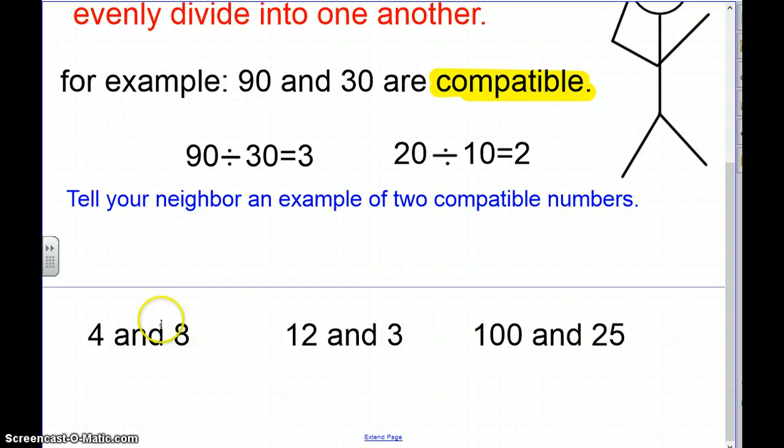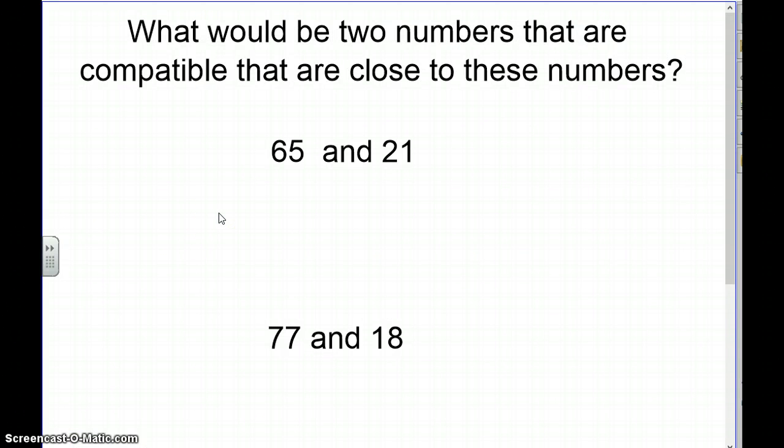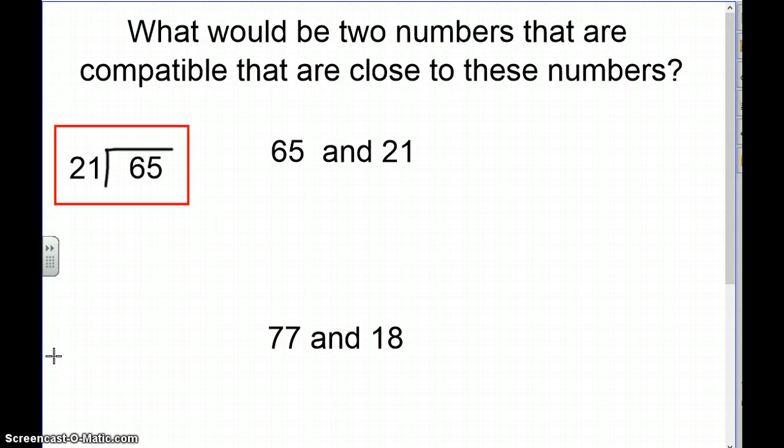Here are a couple more examples of sets of compatible numbers. 4 and 8 are compatible. 4 can evenly go into 8. 12 and 3 are compatible. 12 can evenly be divided by 3 with no remainder. 100 and 25 are compatible, right? 100 divided by 25 is 4 with nothing left over. So it's really important that you have this strong understanding of compatible numbers, looking for that relationship today, okay? So we're going to use compatible numbers today to help us estimate, okay?